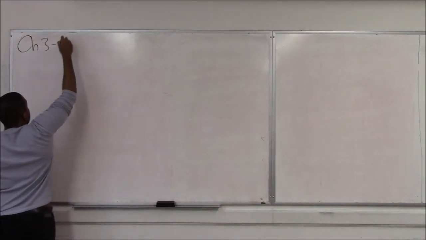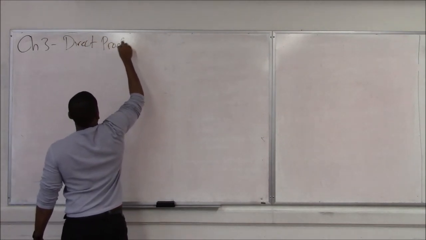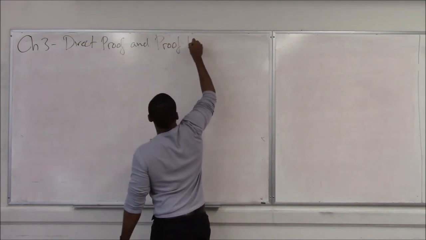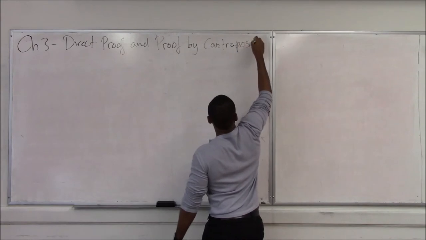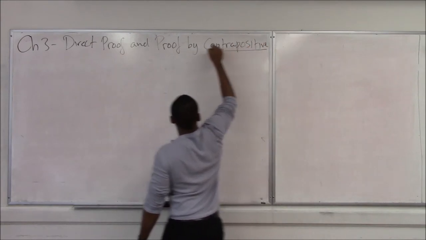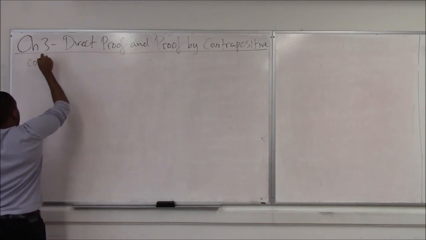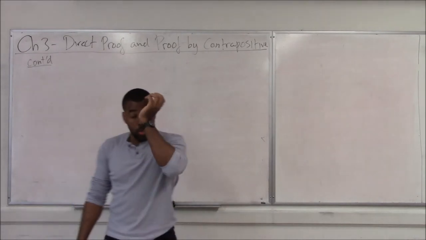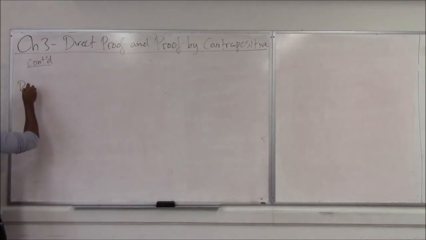We're continuing with chapter 3, where we're learning about direct proof and proof by contrapositive. So we already know about logic, we already know about truth tables, and now we know about the direct proof.